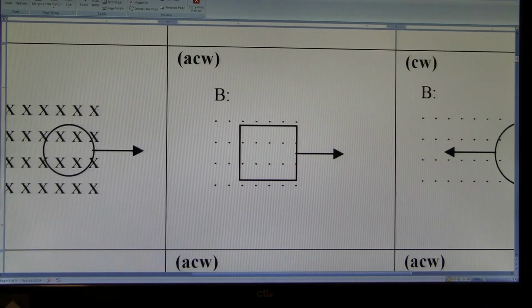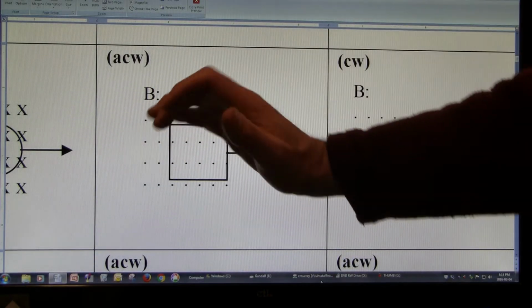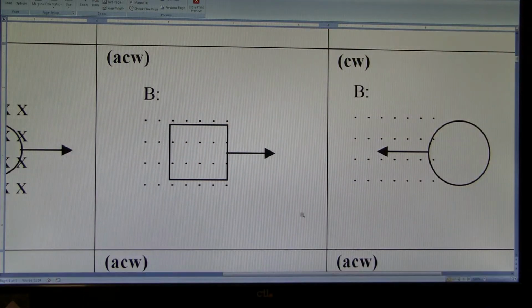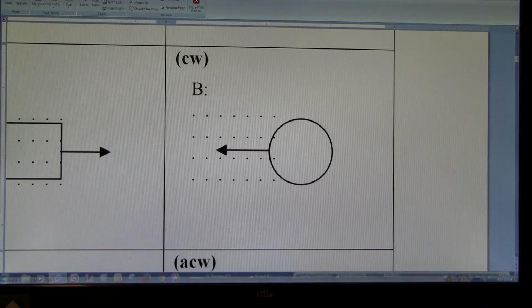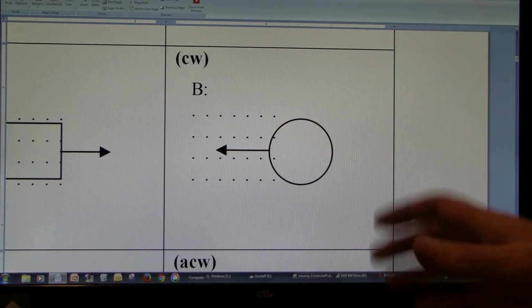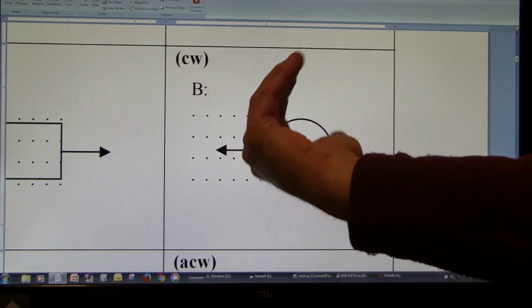Here I'm losing flux out of the page, so I create flux out of the page. It's anti-clockwise. And in the last one, I'm gaining flux out of the page, and I don't like that flux out of the page. So I create flux into the page. I'm going to go clockwise on that.